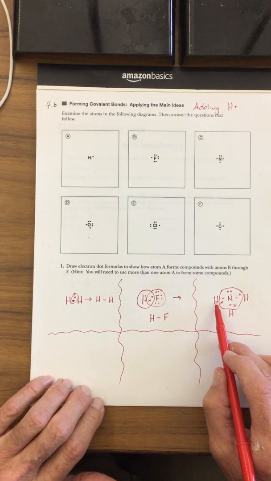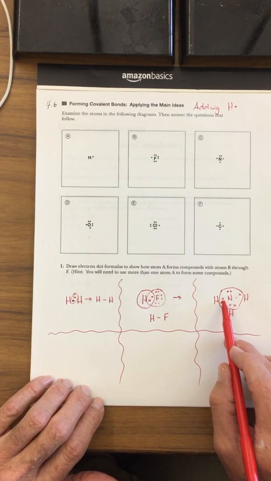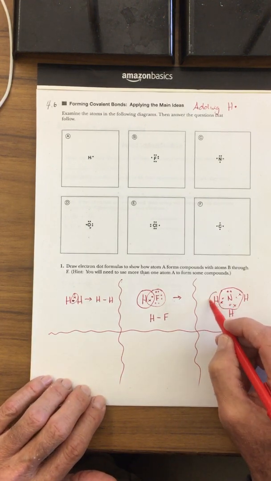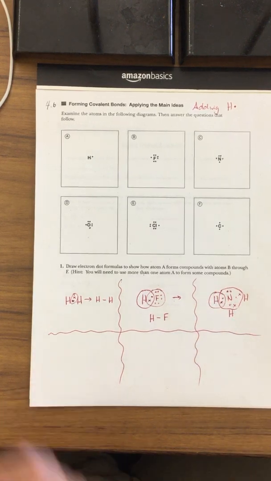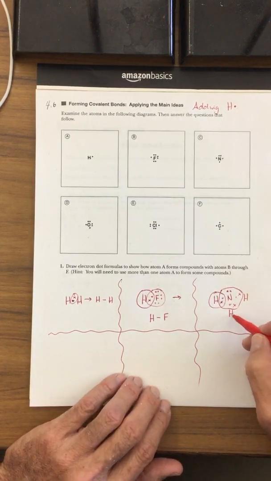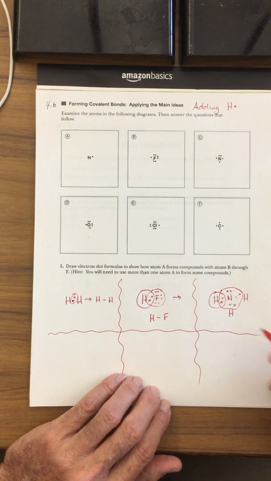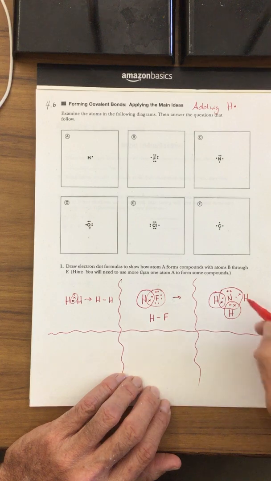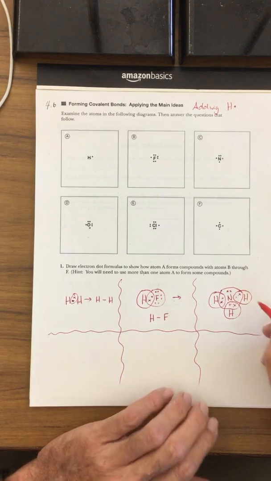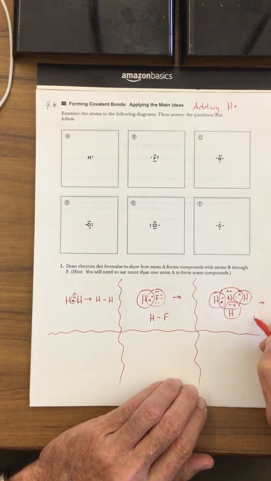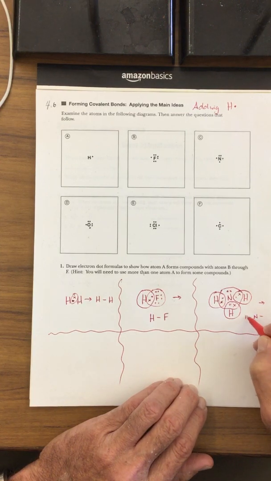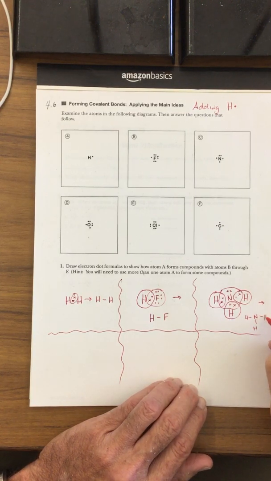How many does this hydrogen have? It has its 1 plus the 1 that's being shared from the nitrogen. So it has the magic number of 2. This hydrogen has its 1 plus the 1 being shared. It has its magic number of 2. This hydrogen has its 1 plus the 1 being shared. It has the magic number of 2. And so we form this compound that would look like this.